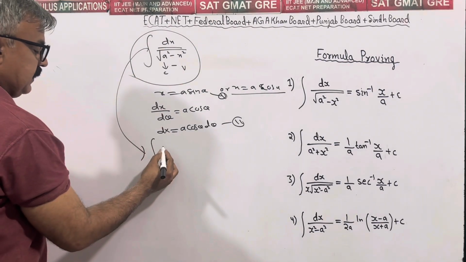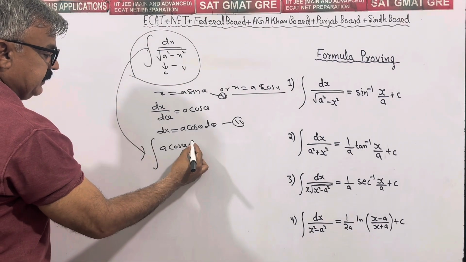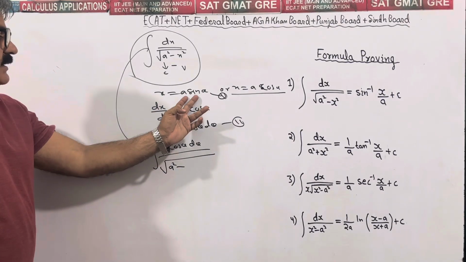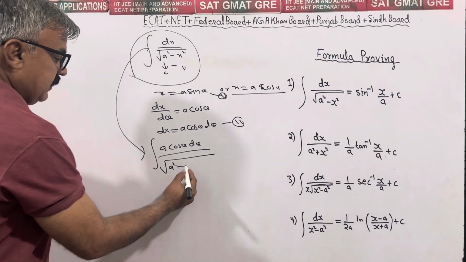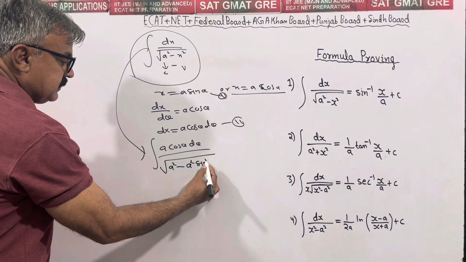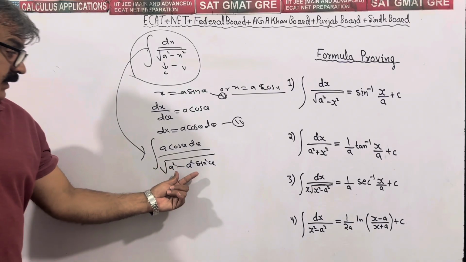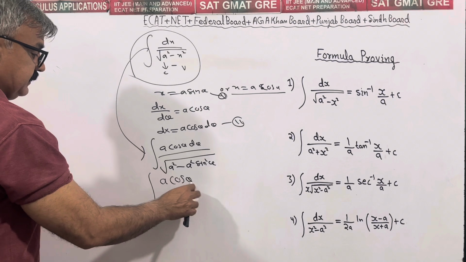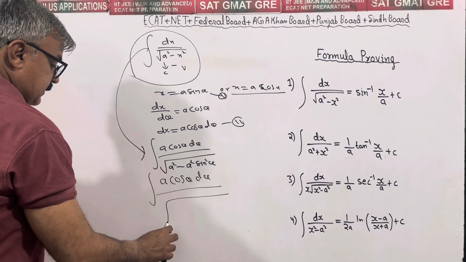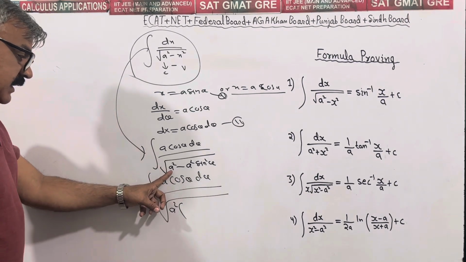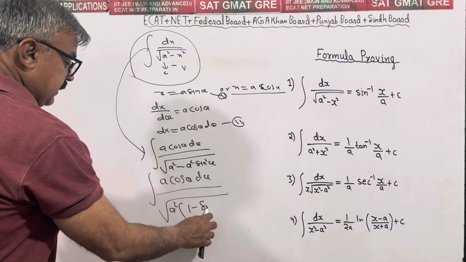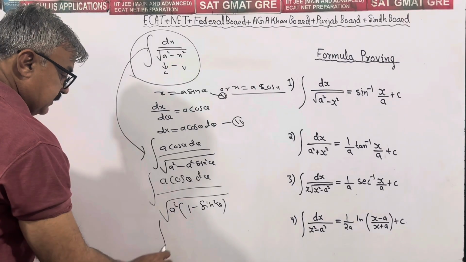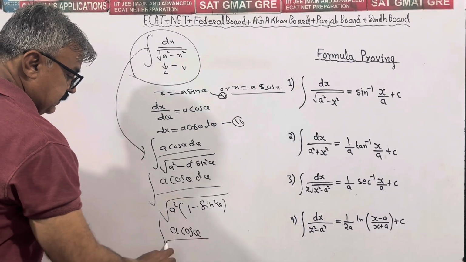Dx means a cos theta d theta over a square. Instead of x, we write a sin theta. X having a square, we write a square sin square. Taking a square common, what remains? 1 minus sine square. 1 minus sine square is equal to cos square.